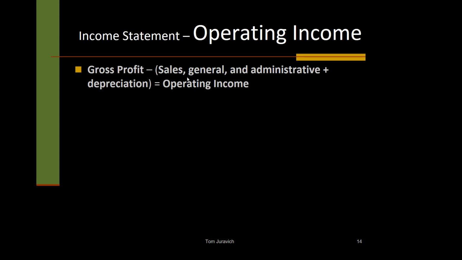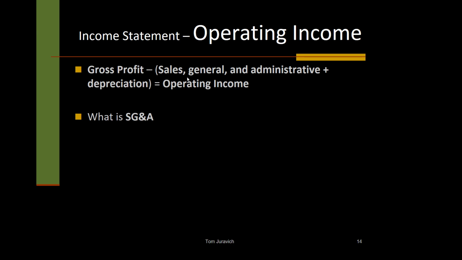And what's operating income? Operating income is the gross profit. And you'll remember from the previous slide, gross profit is what? Revenue minus COGS will give us the gross profit. We're now going to subtract from gross profit sales, general, and administrative costs, and depreciation. And that will yield our operating income.